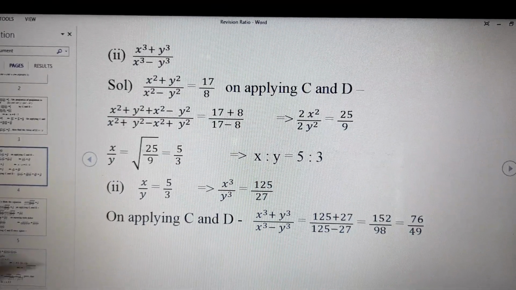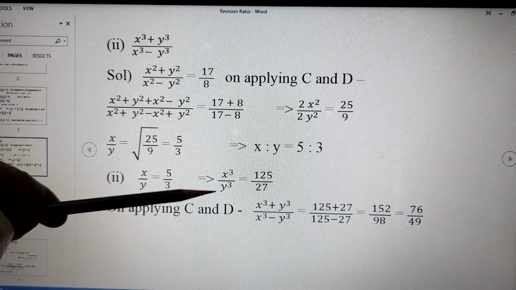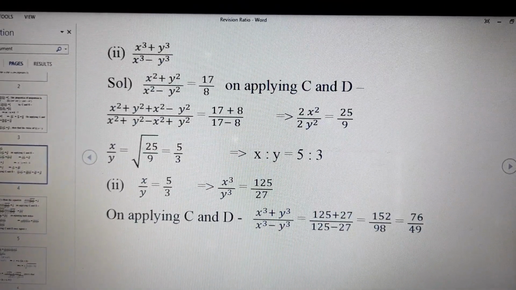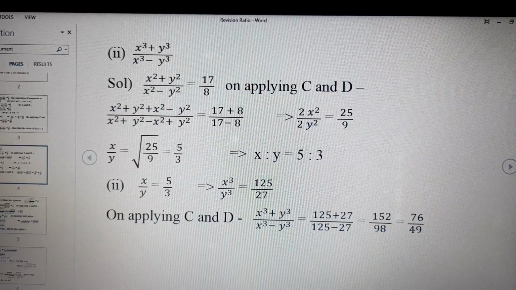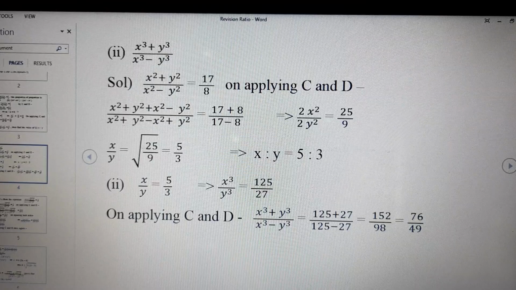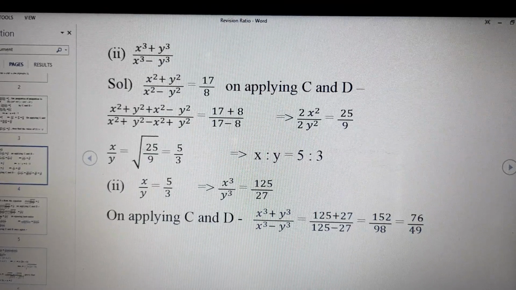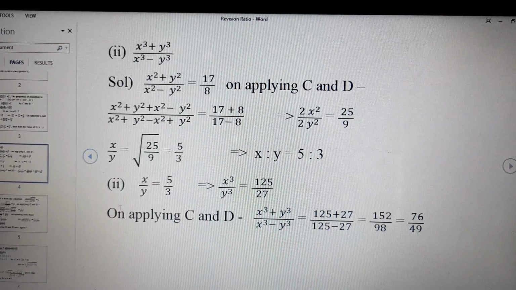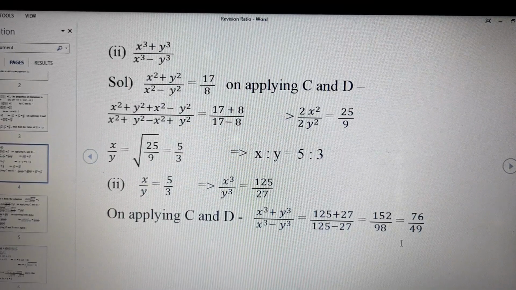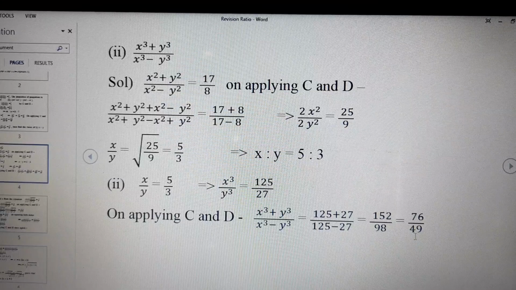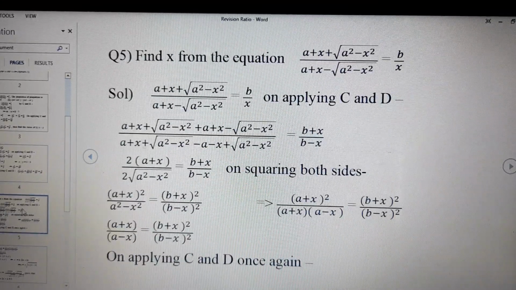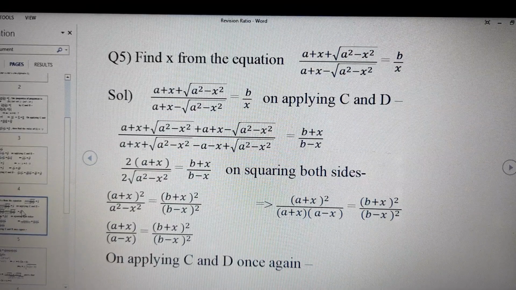Clear? If we apply componendo and dividendo on this step, then (x cube plus y cube) divided by (x cube minus y cube) is equal to (125 plus 27) divided by (125 minus 27), which gives us 76 upon 49. The question was asked in fraction form, so the answer is also in fraction form. 76 divided by 49. Clear? Moving on to the next question.